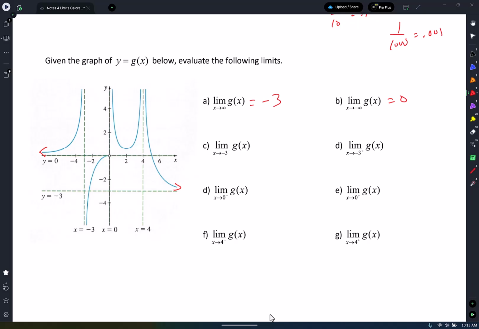Letter C, x approaches negative 3 from what direction? From the left. So here's negative 3. If I approach from the left, what is it? Either positive infinity or does not exist. Did I do that right? Letter D, what is it as x approaches negative 3 from the right? Negative infinity or does not exist.